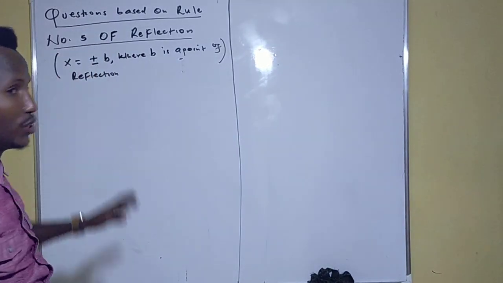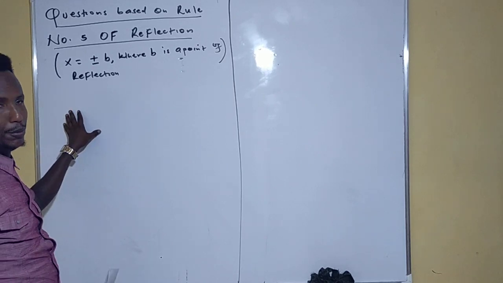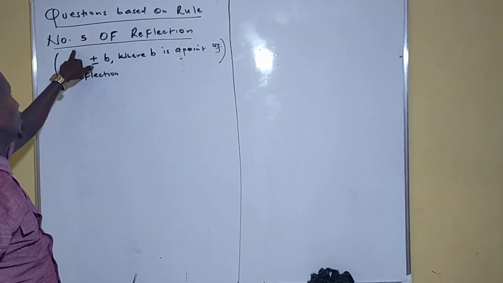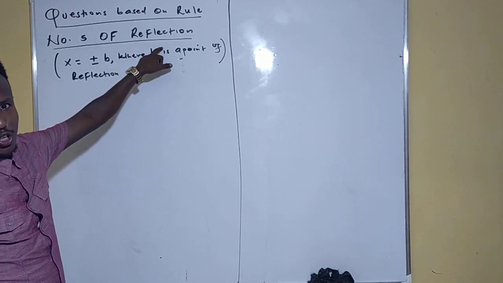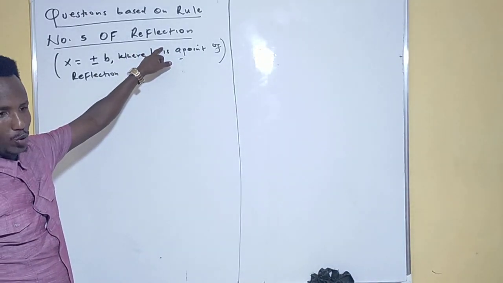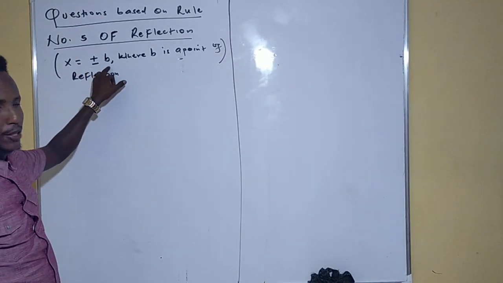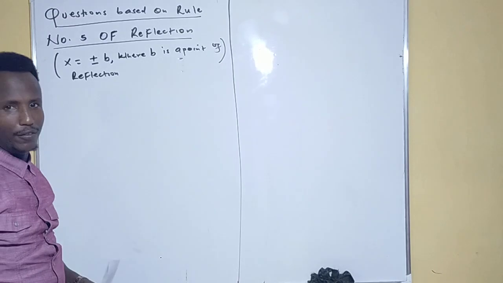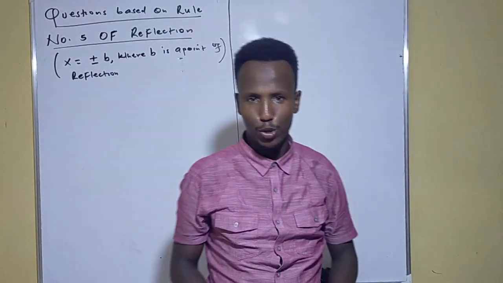That is reflection rules, which is what you are still doing. Remember, our topic of discussion today is questions based on rule number 5. Rule number 5 of reflection. I think you can remember rule number 5. That was the line x is equal to plus or minus b, where b is the point of reflection. So this is very easy. It has got a formula. I'll show you the formula for your information.